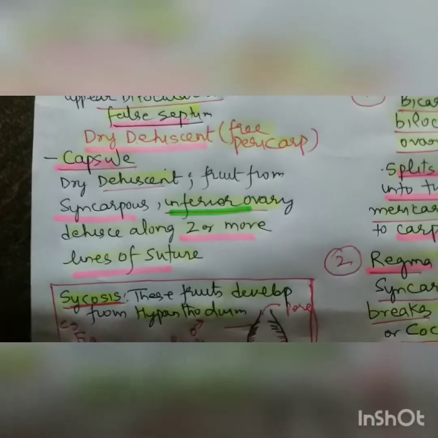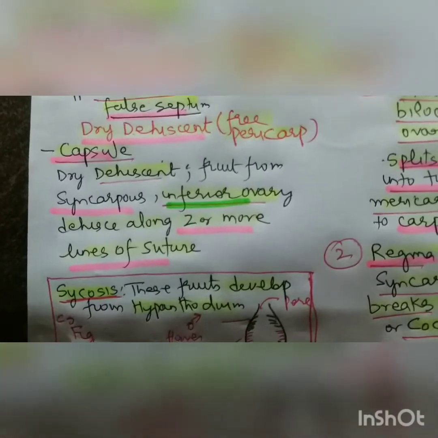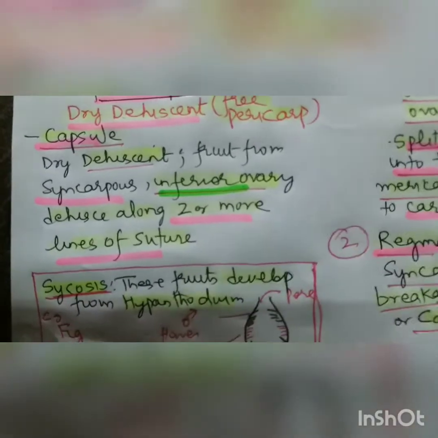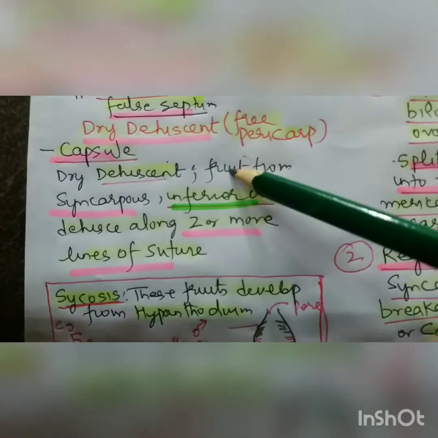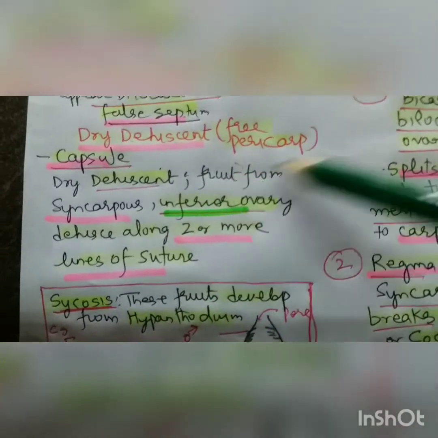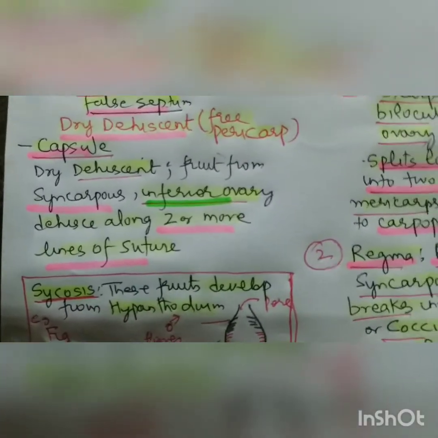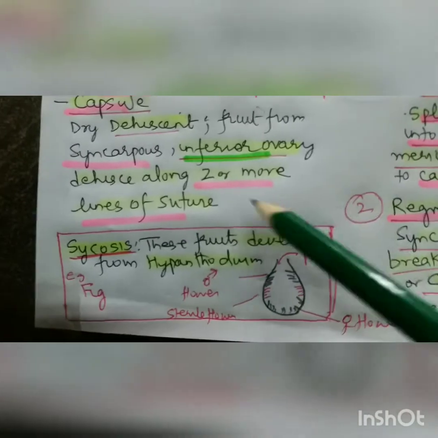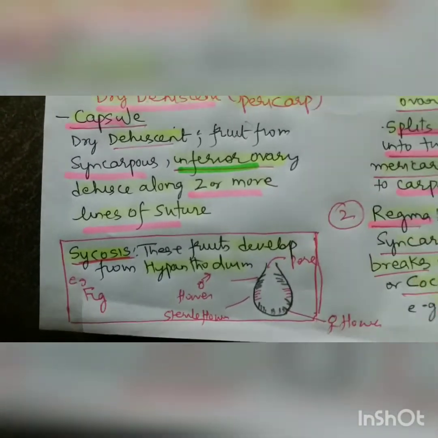Then we have the capsule. Capsule is also a dry dehiscent fruit from the syncarpous inferior ovary. So the question will come, the fruit which develops from the syncarpous inferior ovary, dry dehiscent, it is capsule. It dehisces along 2 or more lines of suture, right?